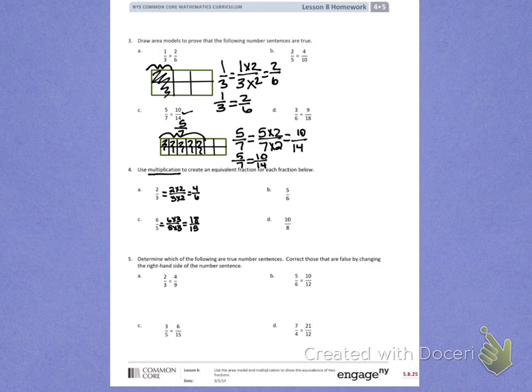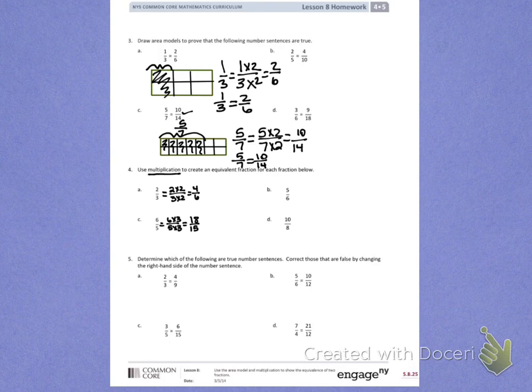And then we can look at number 5. Number 5 says determine which of the following are true number sentences. Correct those that are false by changing the right-hand side of the number sentence. So letter A says 2/3 equals 4/9. We need to determine if this is a true number sentence.